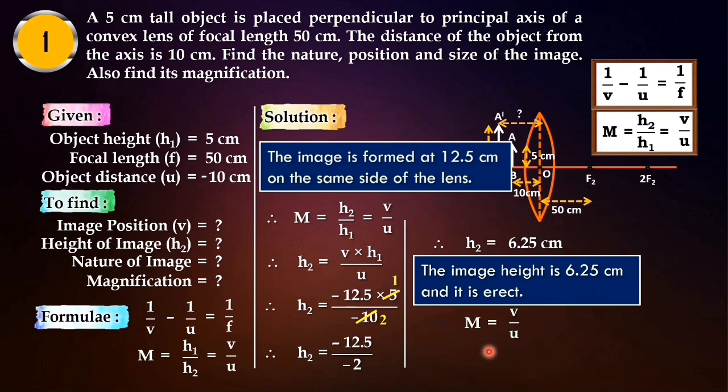That is m equal to v by u. The v value is minus 12.5 and the u value is minus 10. Therefore m equal to 1.25.